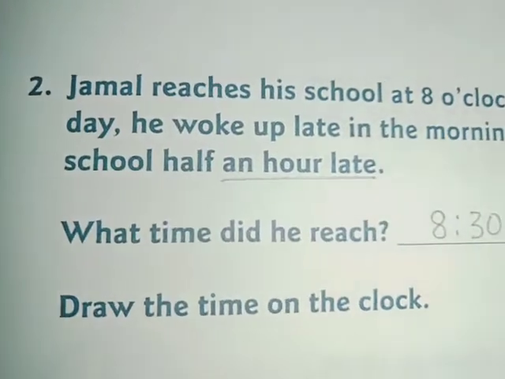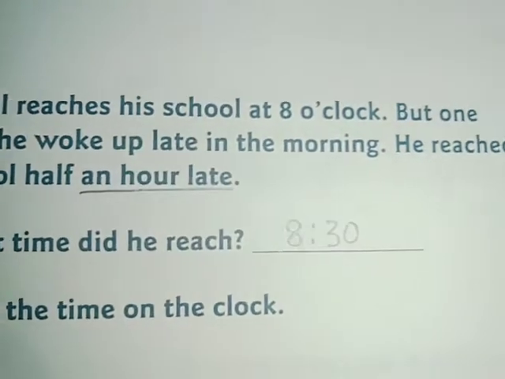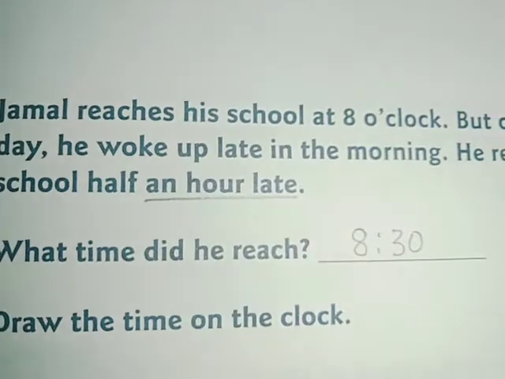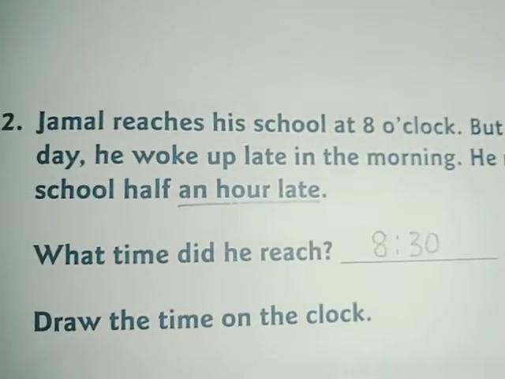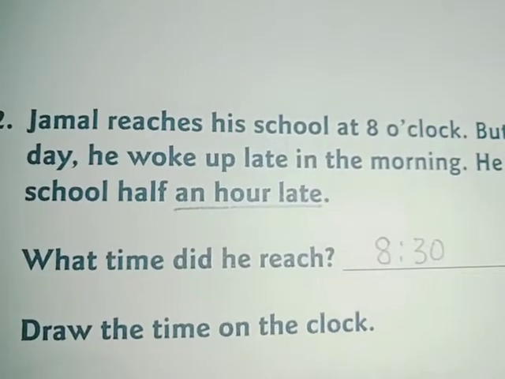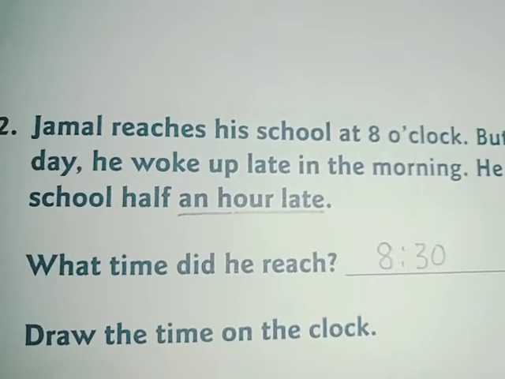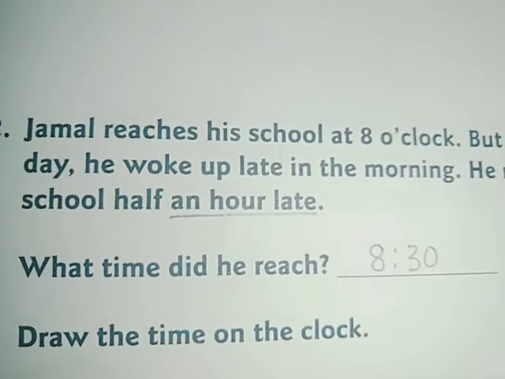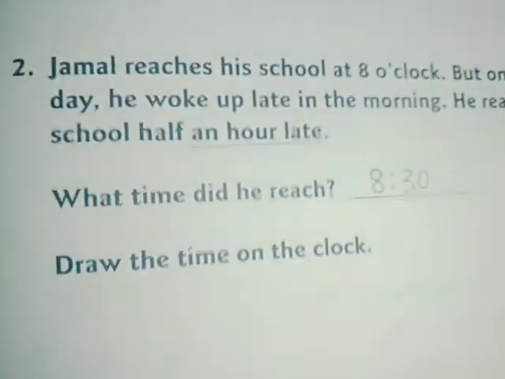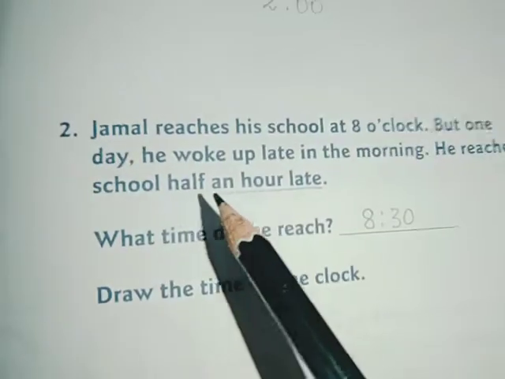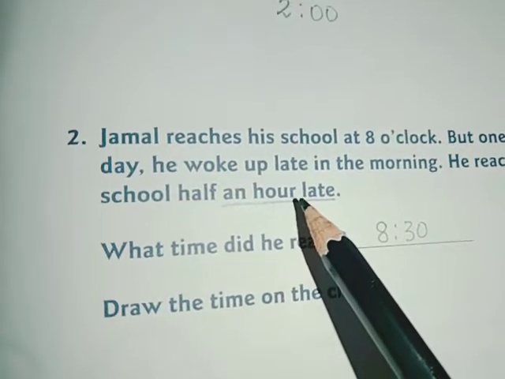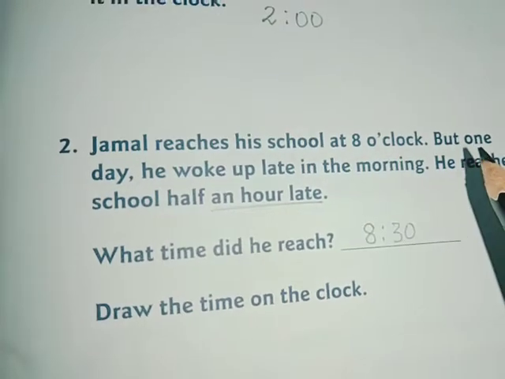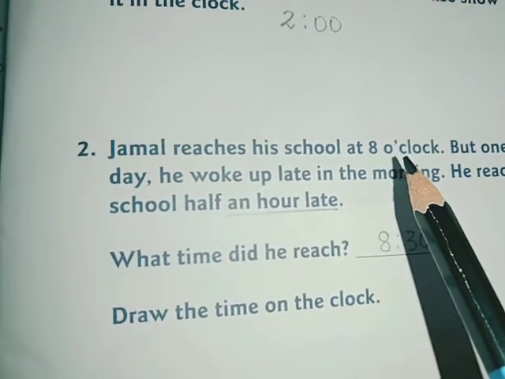Moving to number 2. Jamal reaches his school at 8 o'clock. But one day he woke up late in the morning. He reached school half an hour late. So here the story says that every day Jamal reaches school at 8 o'clock. Now one day because he woke up late, he was half an hour late. So again the phrase half an hour is used. Half of an hour means 30 minutes. So he will reach school 30 minutes late.